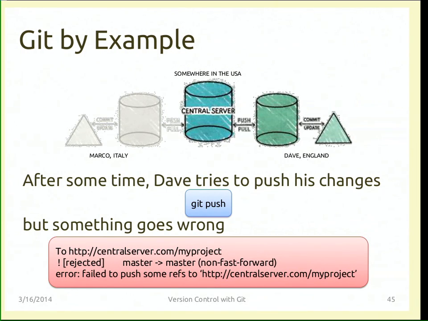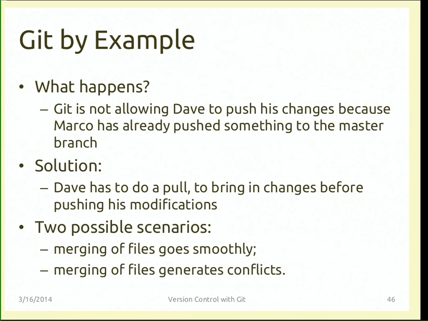What happens? Git push, instead of saying okay, says from the remote server: rejected, master not fast forward, failed to push some ref to my project. What happens? Git is not allowing Dave to push his edit, because Marco has already pushed to the master branch. So the version that Dave has is not the same that is present on the central server. Git doesn't permit overwriting the work of other people. If a newer version is available on the remote server, you have to download that version and then apply your changes on that version. You cannot push a previous version, typically.